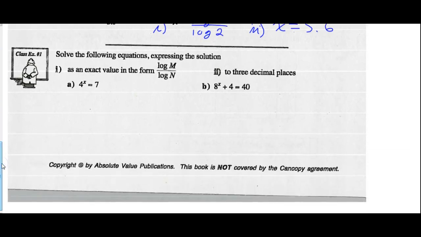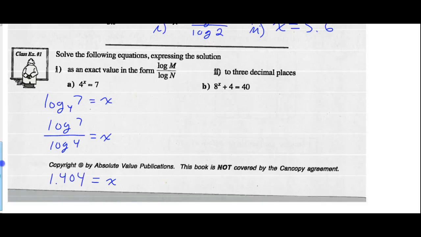Solve the following equations, expressing the solution as an exact value and to 3 decimals. So step 1, let's rewrite this exponential equation in logarithmic form. So the log of 7 base 4 should equal x, or common log of 7 divided by the common log of 4 will equal x. So that's an exact solution. Now use your calculators, go common log 7 divided by common log 4, you come up with 1.404 to the nearest 3 decimal places.